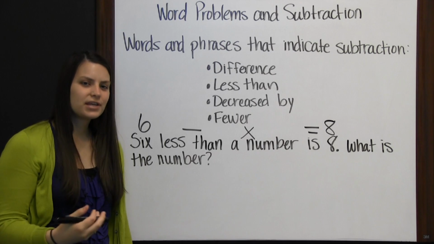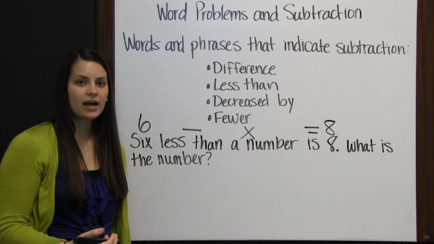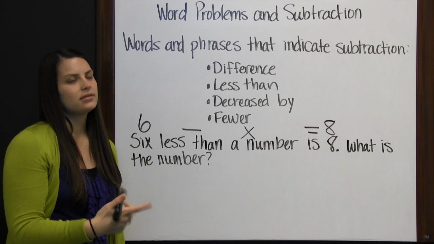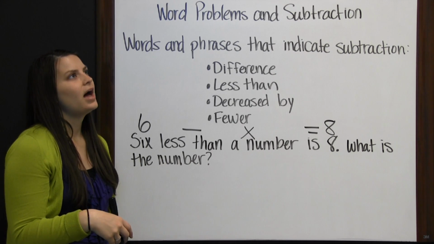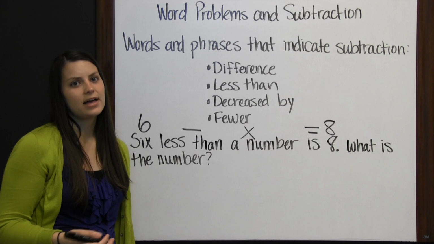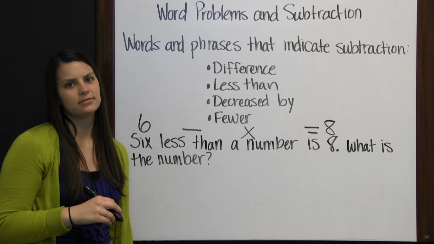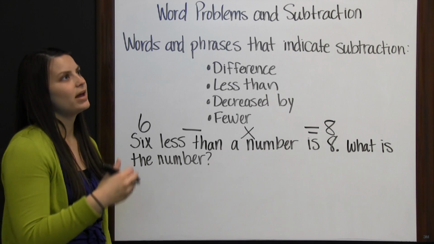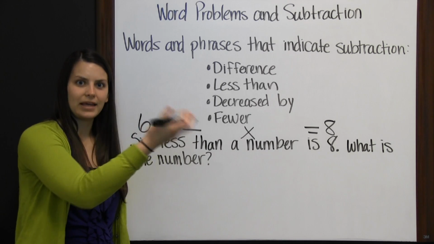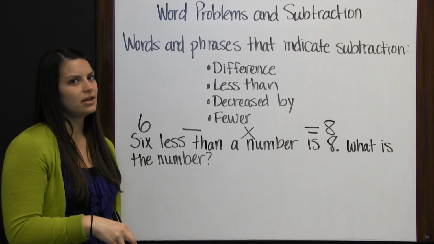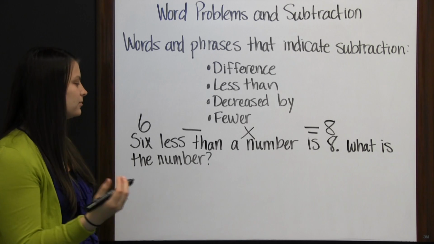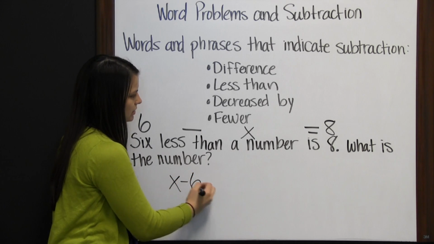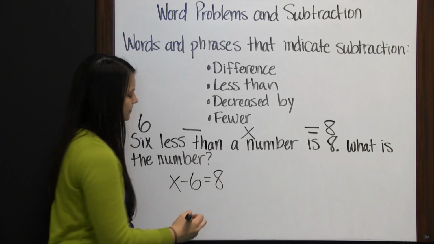But less than is a tricky phrase. It does mean to subtract, but again, you have to reverse the order of the things you're subtracting. Like if I said, I have $5 less than Jimmy has. That means that Jimmy has more money than I do. So I'd have to do Jimmy's money minus $5 in order to find out how much money I had. So 6 less than x is going to be x minus 6 is equal to 8.